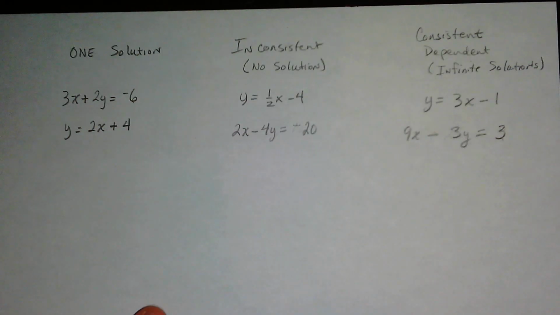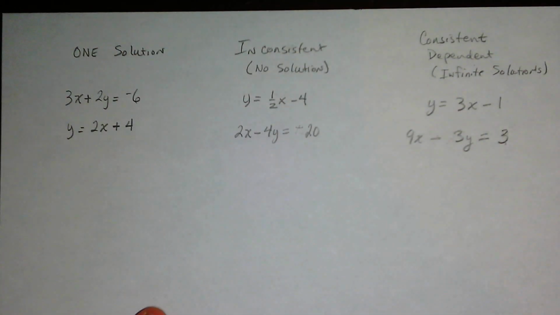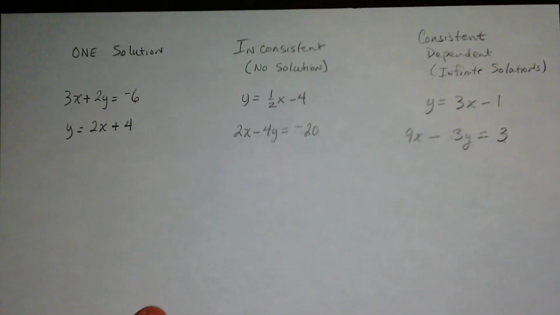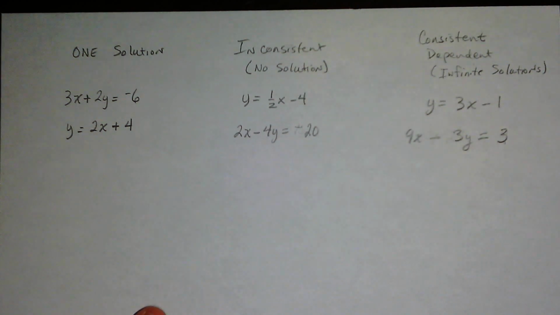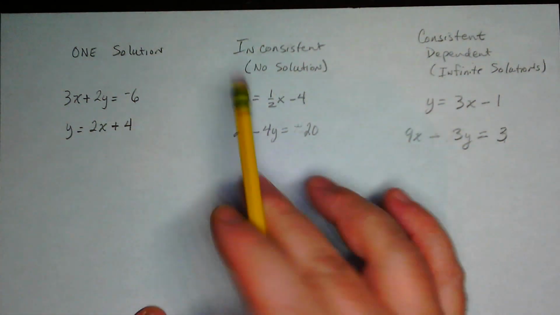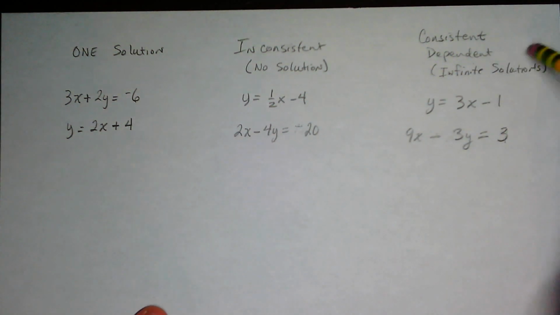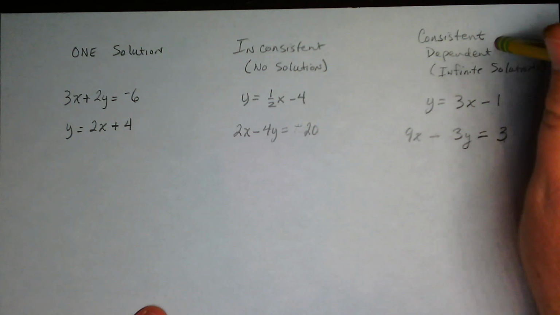Let's talk about the types of systems of equations and how you stumble across them algebraically. Graphically, it's pretty easy to know, right? If they cross in one spot, you have one solution, a consistent system. If they're parallel, there are no solutions. It's called inconsistent. If the lines coincide, meaning they're exactly the same line, there are infinitely many solutions. Those are called consistent dependent.